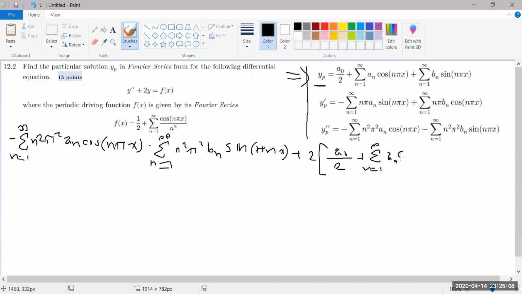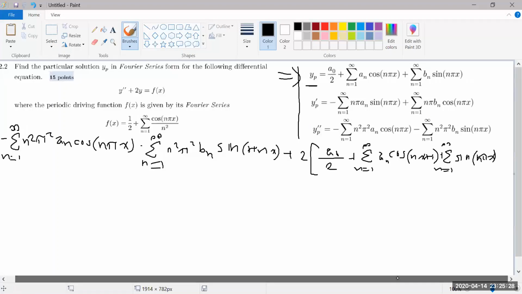A sub n cosine n pi x plus the summation n equals 1 to infinity of b sub n sine n pi x. Okay, and this is all equal to f of x. That's f of x in that corner.